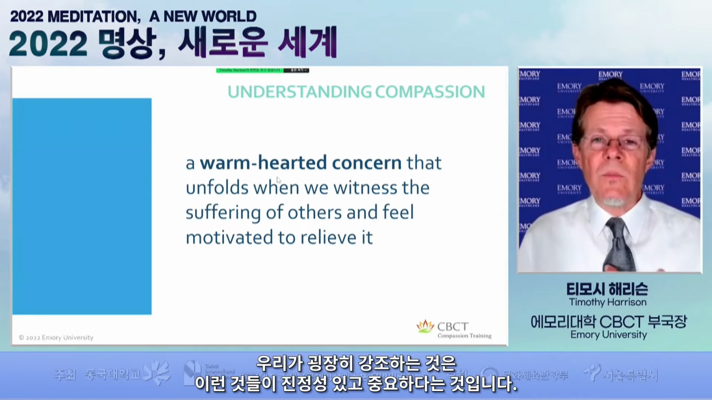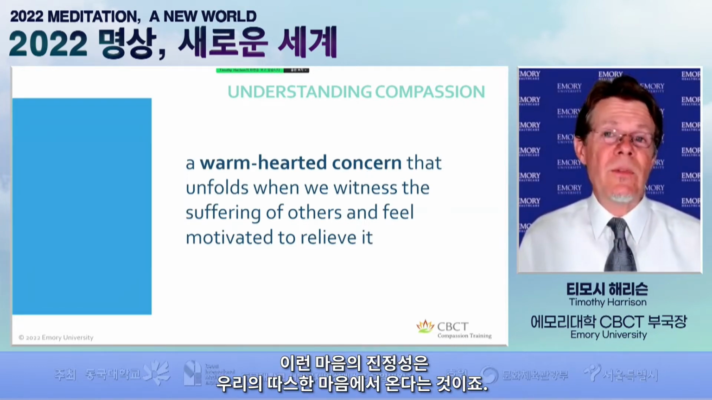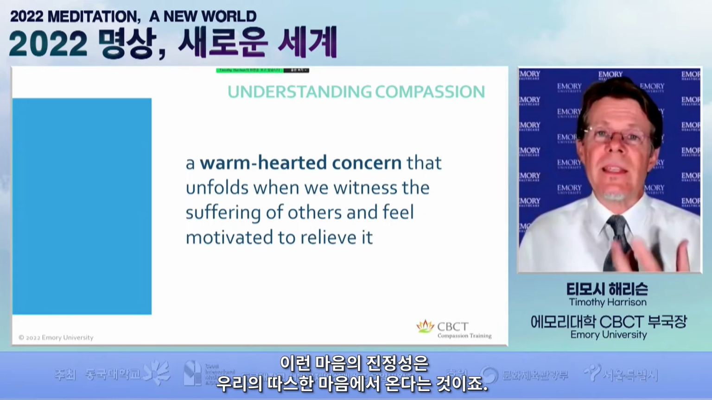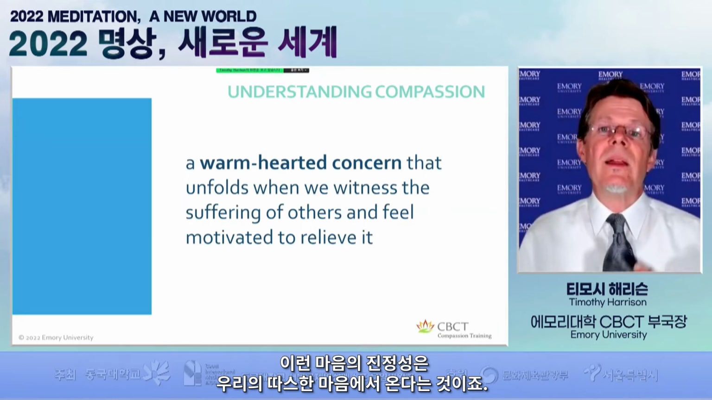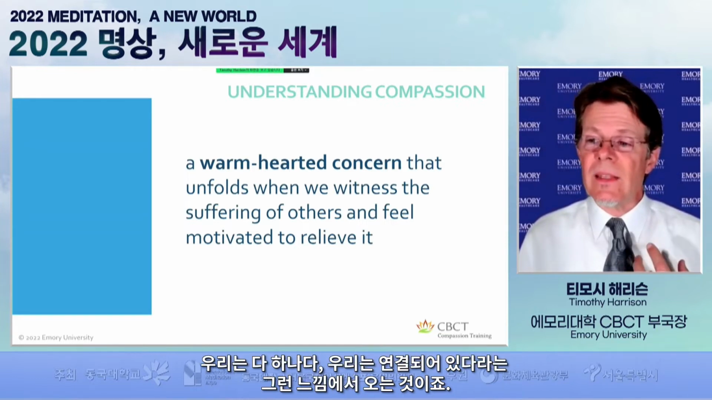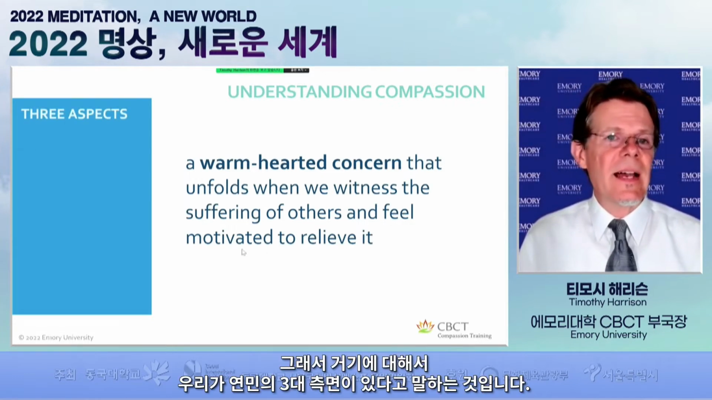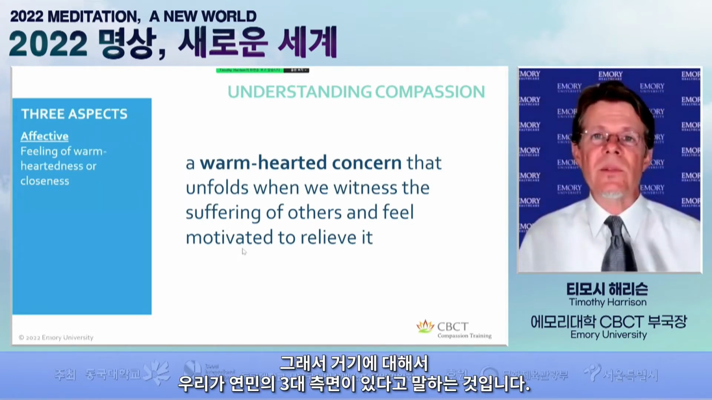But we emphasize here in CBCT that for these things to be authentic, understanding another's perspective, wanting to see them free from their struggles, the authenticity of that comes from this warm-hearted connection or concern that we have. What by warm-hearted we mean, other words for that would be feeling like we belong together, that we have a connection with the other.